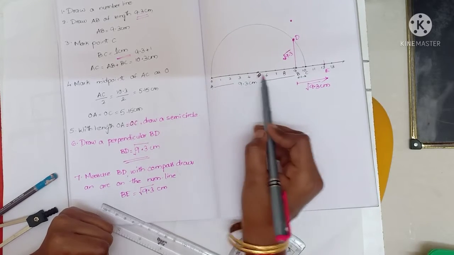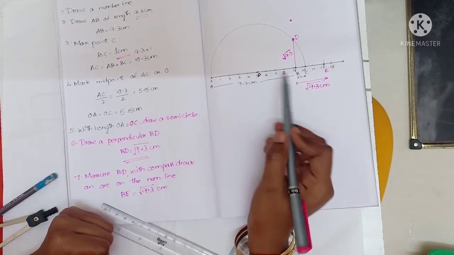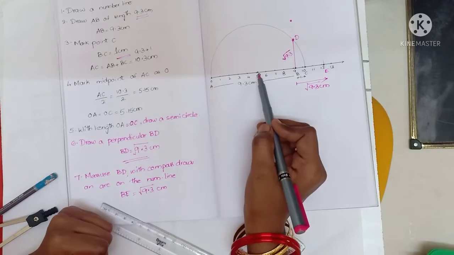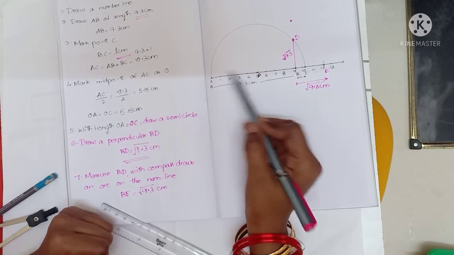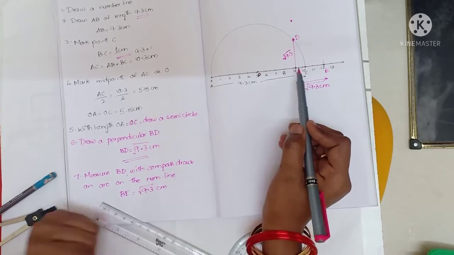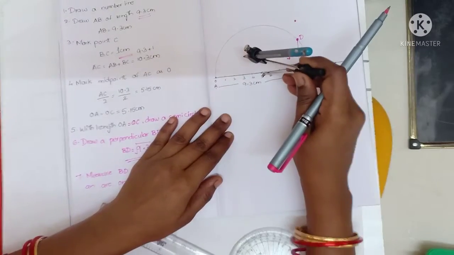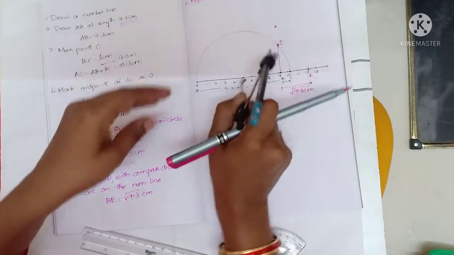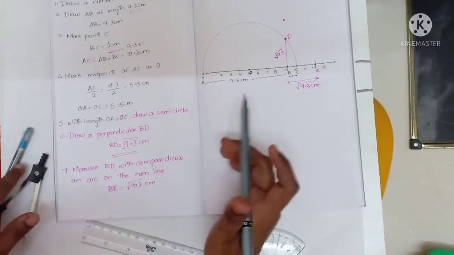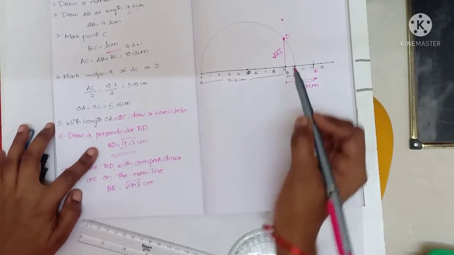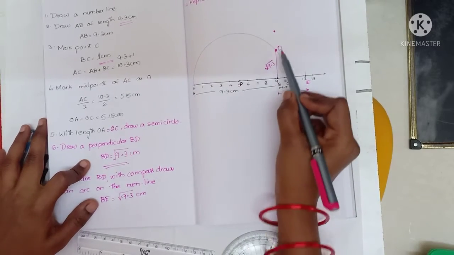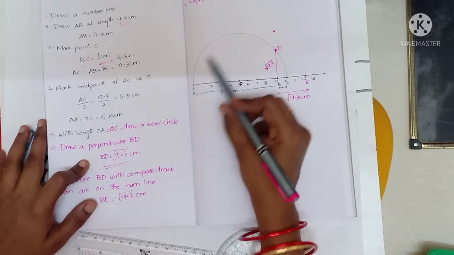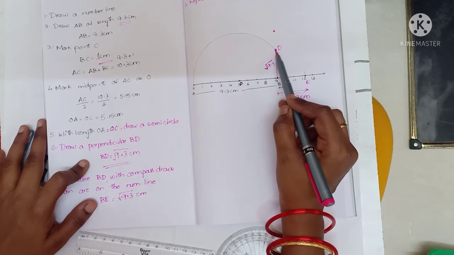With the length OA, or with the length OC, draw a semicircle with center O. Draw a semicircle with length OA. Now, after drawing the semicircle, from point B, draw a perpendicular. The perpendicular meets the semicircle at a point.